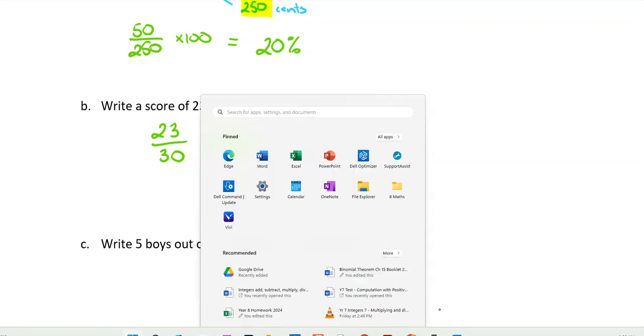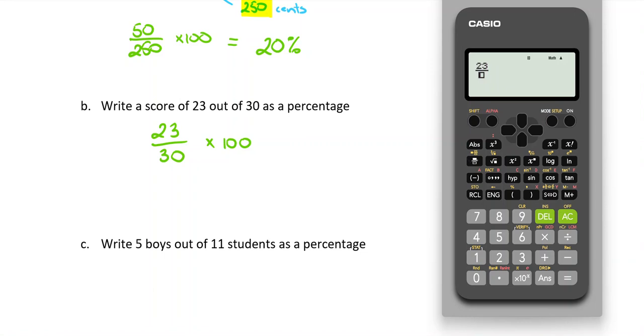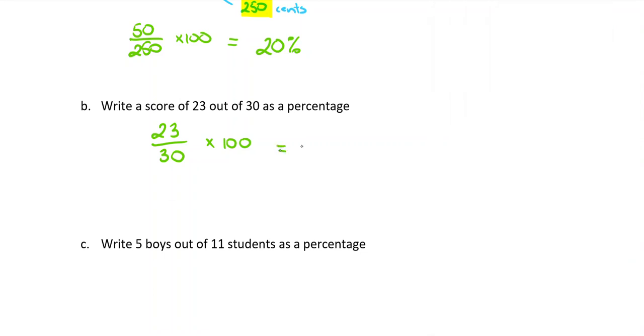Okay, so type that in your calculator. I'm going to press Shift SD to make it a mixed numeral. So it is 76 2/3. Or as a decimal, that would be 76.6666 recurring percent.